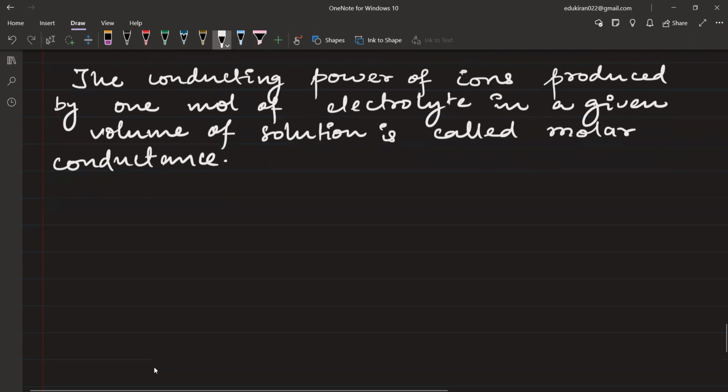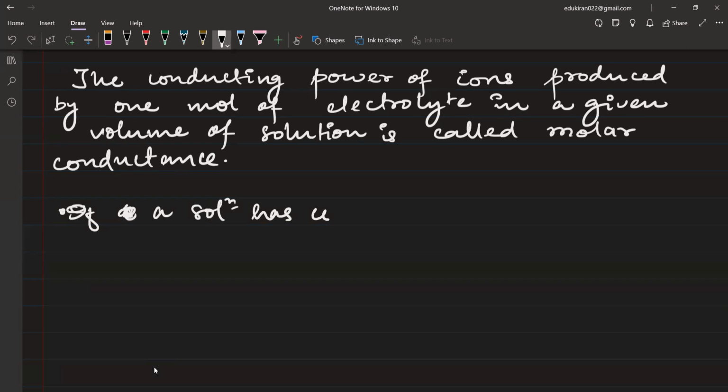Okay. Now answer me this. Let's suppose a solution has a concentration of 2 moles per liter. How many moles per liter? 2 moles per liter. What does that mean? It means there will be 2 moles in 1 liter, right? There will be 2 moles in 1 liter.